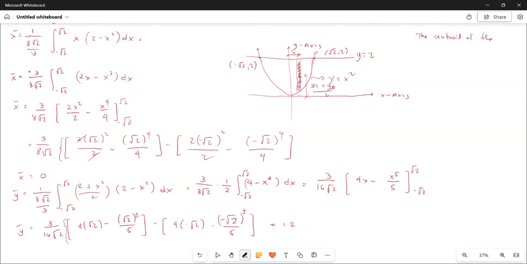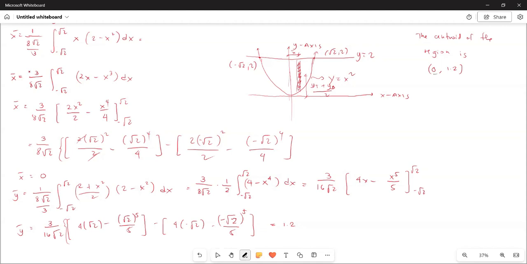So therefore, ang ating final answer is the centroid of the area or the region is 0, 1.2. So as you can see, by observation, alam natin yung gitna ng ating region na ito, and sinade ko na yan, is magpo-fall yung x value niya sa gitnang-gitna or dito sa ating y-axis. So nandito lang siya yung gitna niya. So kaya yung x value natin is 0.